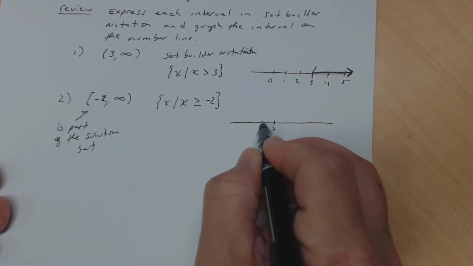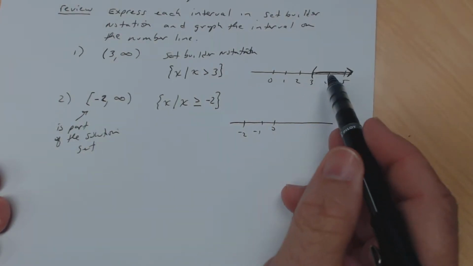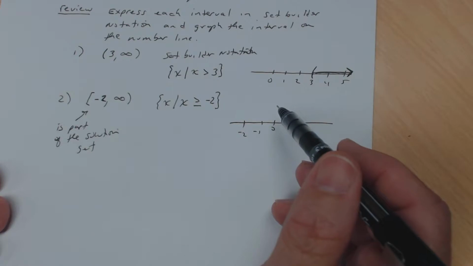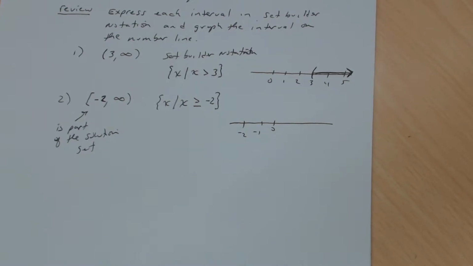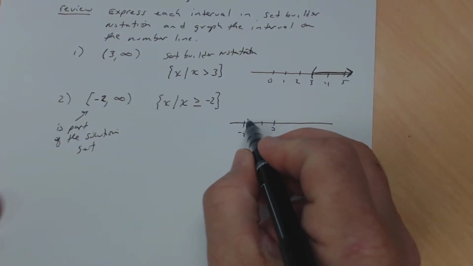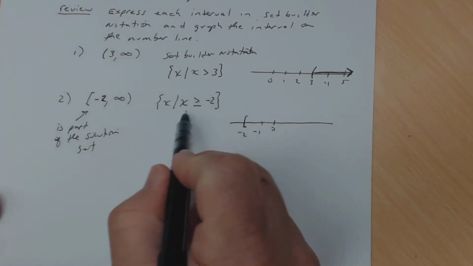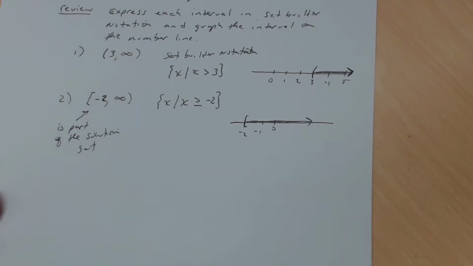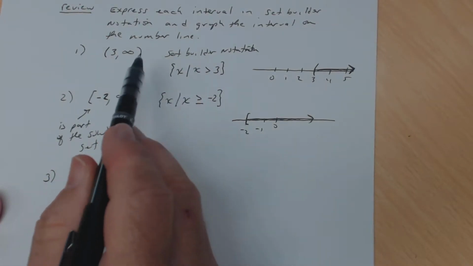So we have 0, negative 1, negative 2. In this course, we use parentheses and brackets. We don't use open circles or closed circles. Make sure you're using parentheses and brackets. So we're going to put a bracket at negative 2, since negative 2 is included in this interval, all the way to infinity with an arrow. And remember, with infinity and negative infinity, we always use parentheses.